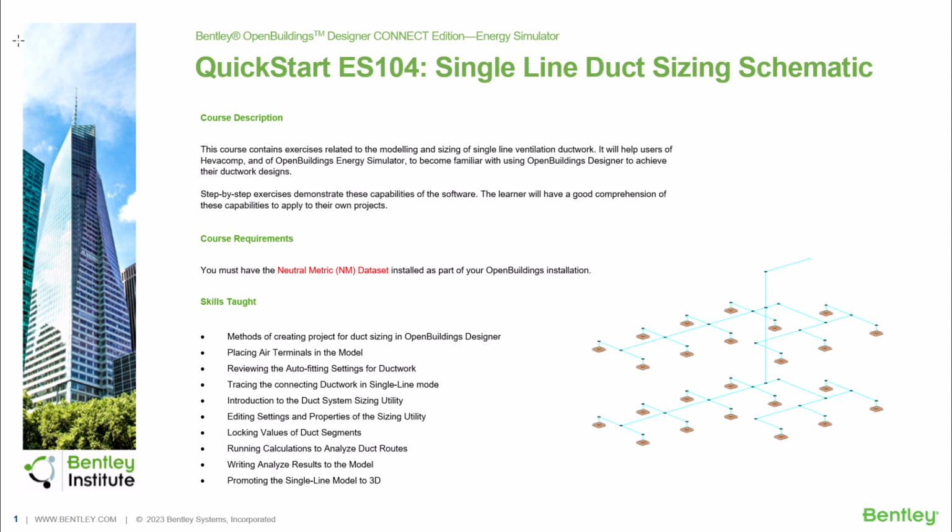You must have the neutral metric dataset installed as part of your OpenBuildings Designer installation. And upon completion of this course, you will learn how to create a project for duct sizing in OpenBuildings Designer, placing air terminals in the model, reviewing the auto-fitting settings for ductwork, tracing the connecting ductwork in single line mode, introduction to the duct system sizing utility, editing settings and properties of the sizing utility, locking values of duct segments, running calculations to analyze duct routes, writing analysis results to the model, and finally promoting the single line model to 3D. To begin, we must run OpenBuildings Designer.